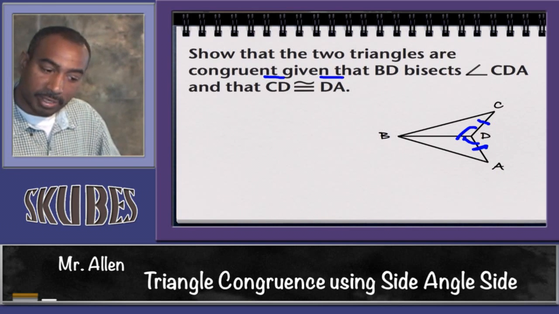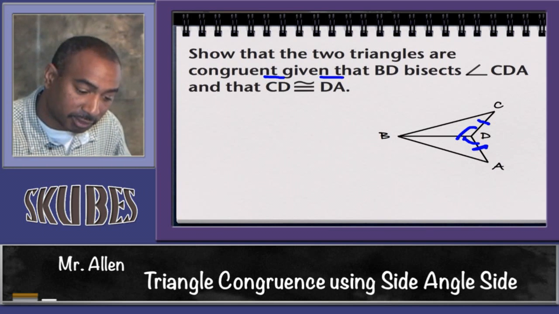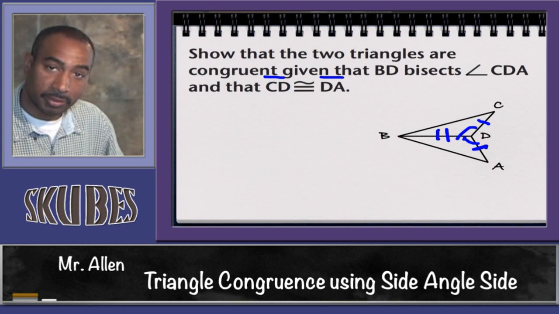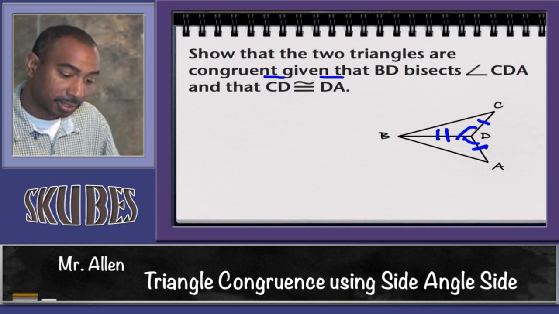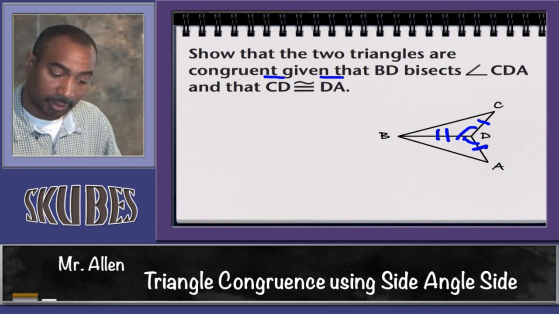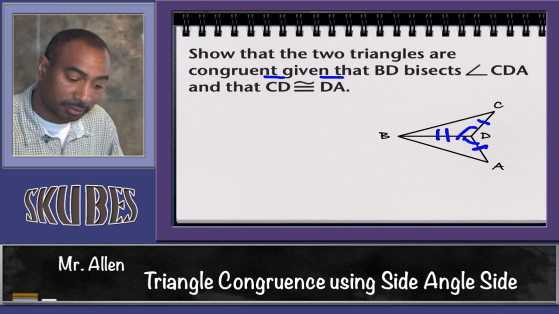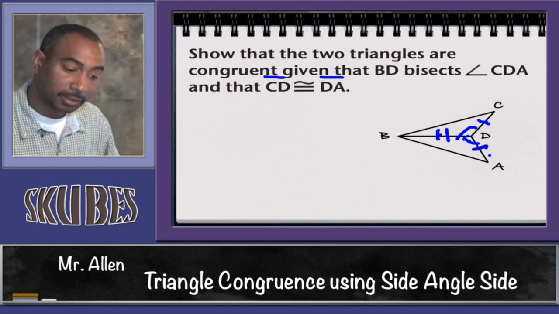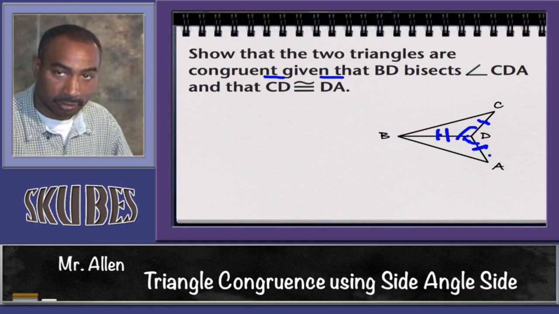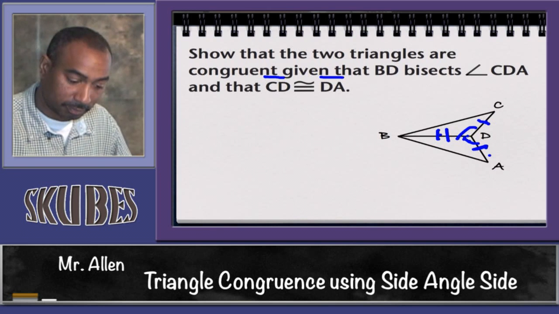So you almost have side, angle, side, but we're missing this side. We have to show that BD is the same length on both triangles. And you can show that by the reflexive property, which states that every segment is equal to itself. BD is the same segment in both triangles. Therefore, I have established again side, angle, side. Side, angle, side. Therefore, the two triangles are congruent.